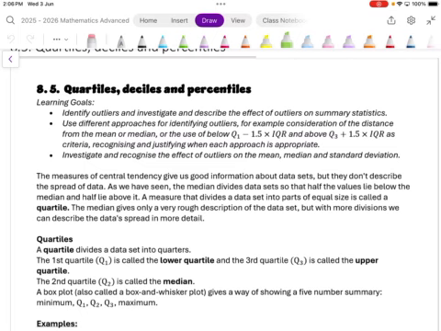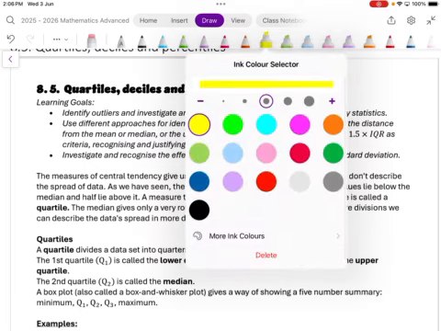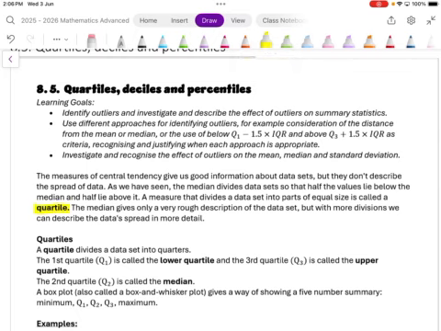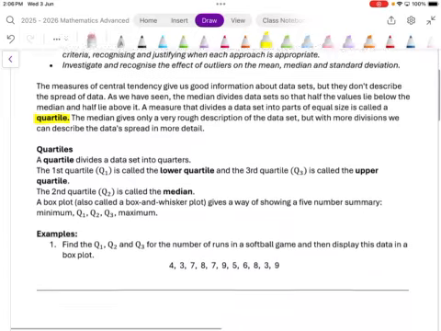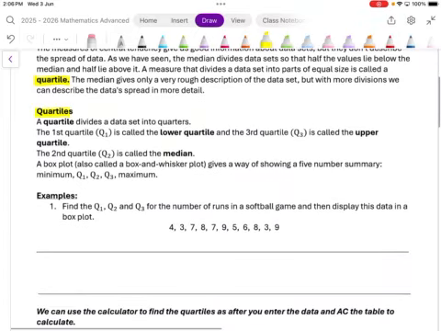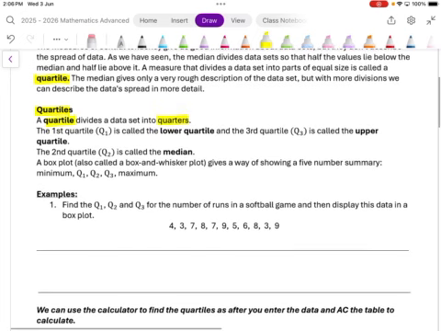A measure that divides the data set into parts of equal size is called a quartile. The median only gives a rough description of the data set, but with more divisions, we can describe the data spread in more detail. A quartile divides data sets into quarters, hence the name. The first quartile, Q1, is called the lower quartile, and the third quartile, Q3, is called the upper quartile. Our second quartile, Q2, is called the median.